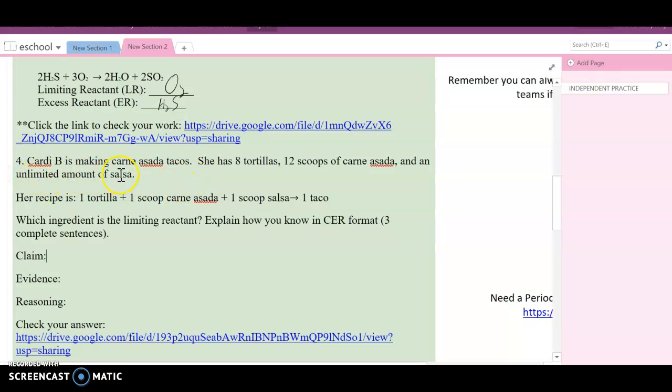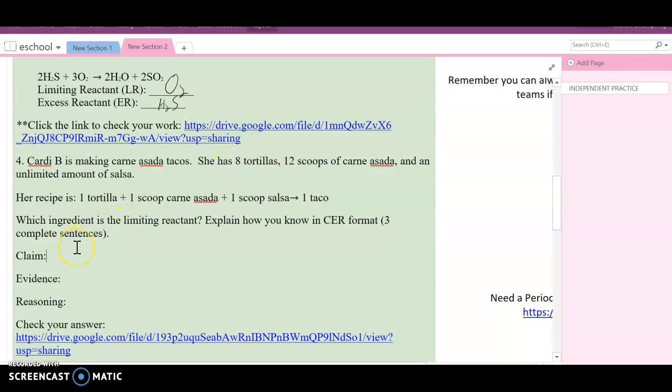I have unlimited amounts of salsa, so in theory, I could make unlimited amounts of tacos, because looking at my formula, 1 scoop of salsa will make a taco. Let's move on to my carne asada. If I have 12 scoops of carne asada, in theory, I can make 12 tacos. With 8 tortillas, in theory, I can make 8 tacos. So which one am I going to run out of first? I will run out of tortillas first.